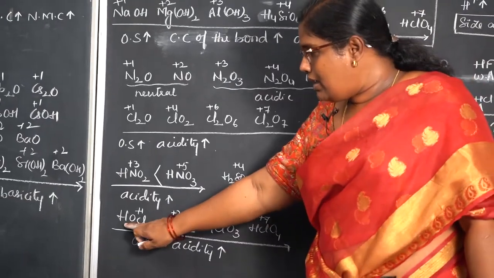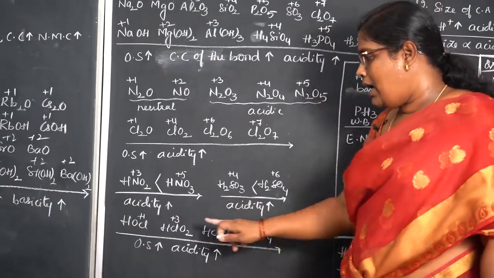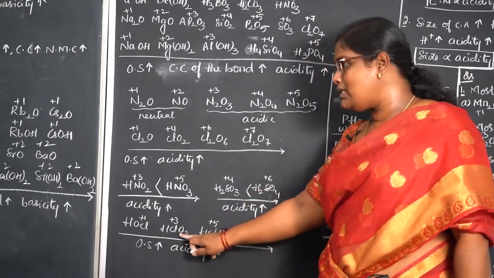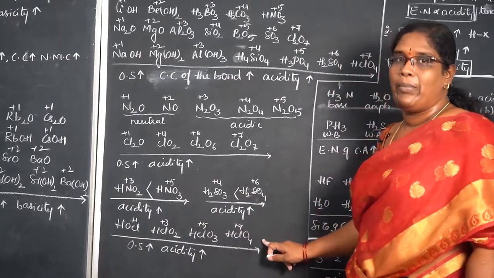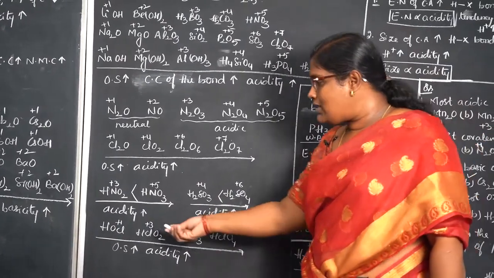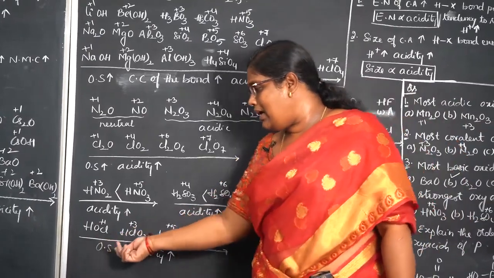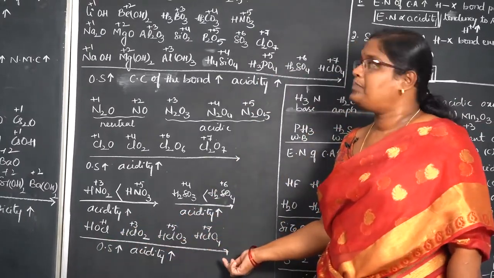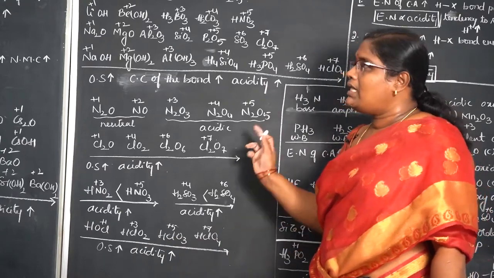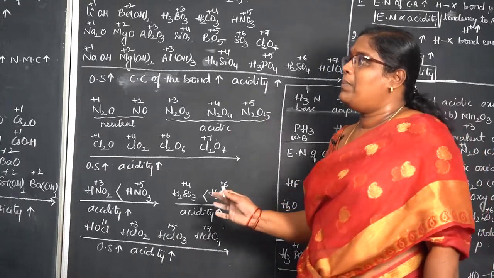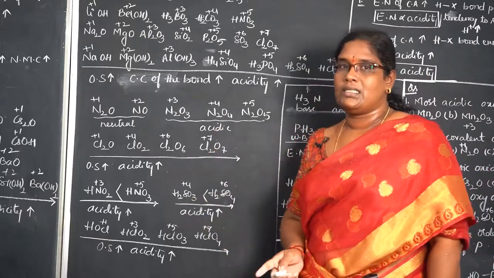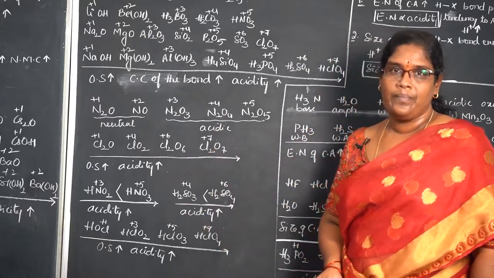And if I take the oxyacids of chlorine: hypochlorous acid, chlorous acid, chloric acid, perchloric acid. Oxidation state of chlorine is increasing, and that will increase the acidity. So this is the case of acidity and basicity in oxides and the hydroxides.